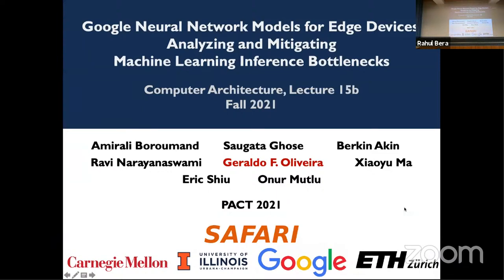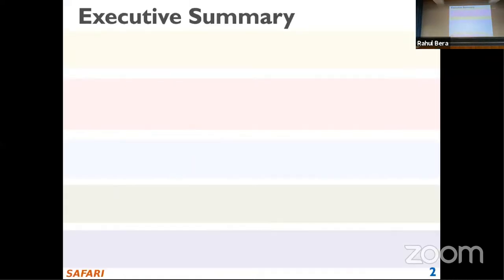So as Onur said, this work was led by Amirali doing his internship at Google in 2019 and was recently presented at PACT 2021 by me. I'm one of the co-authors of the paper, and it is about executing machine learning workloads on the edge efficiently. I'm not going to repeat the title, Onur just said it. So first, a brief executive summary of what this work is about.